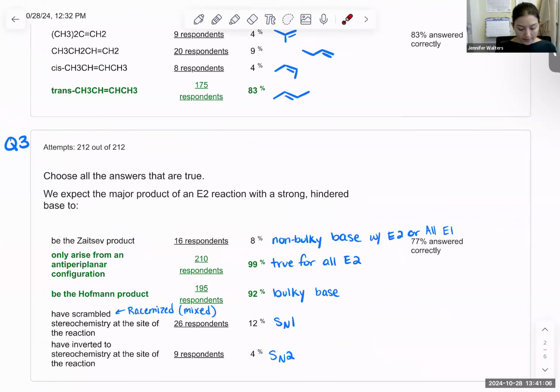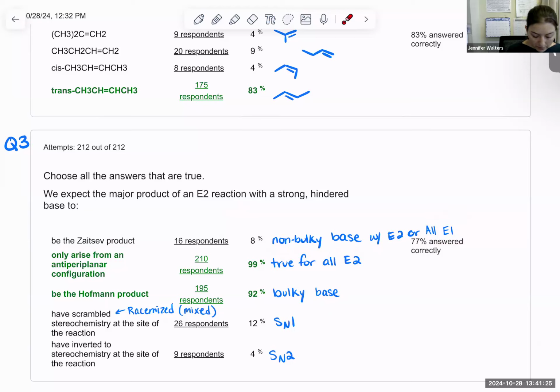Question 3, choose all answers that are true regarding this statement. We expect the major product of an E2 reaction with a strong hindered base to be the Zaitsev product. No, that is only true if you have a non-bulky base with E2 or for all of our E1 reactions. That's where you would expect the Zaitsev product.